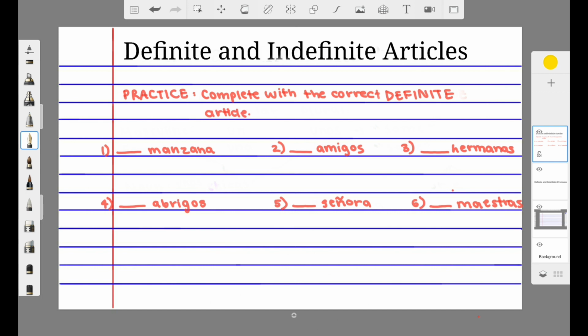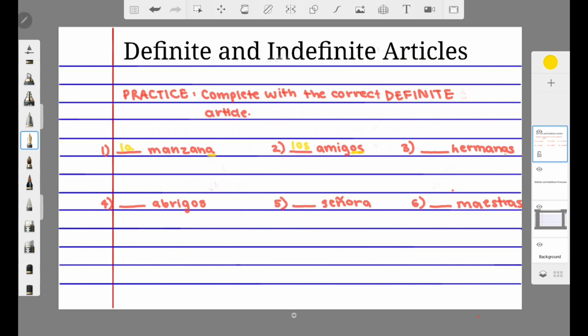The first one is manzana, which is apple, by the way. We have the A, so we know it's a feminine noun, and there's no S at the end, therefore it's singular. So the singular feminine is la manzana, the apple. Number 2, amigos. Amigos is friends. We have the O signifying a masculine noun, and the S in particular signifies the plural. So we're going to look at our masculine plural, which is going to be los. Los amigos, the friends.